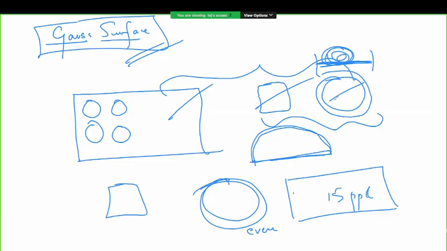Getting it? So that Gaussian surface keeps changing from house to house. But nothing apart from these three shapes I have seen. Okay. So Gaussian surface is the one which covers all the charges, and yet the outcome has to be even. That's important. Now, why did I tell this example?